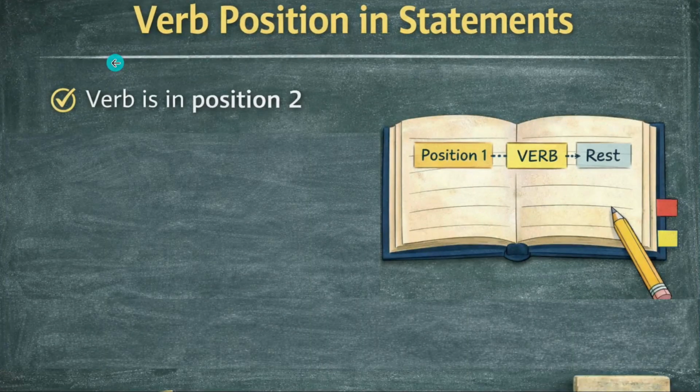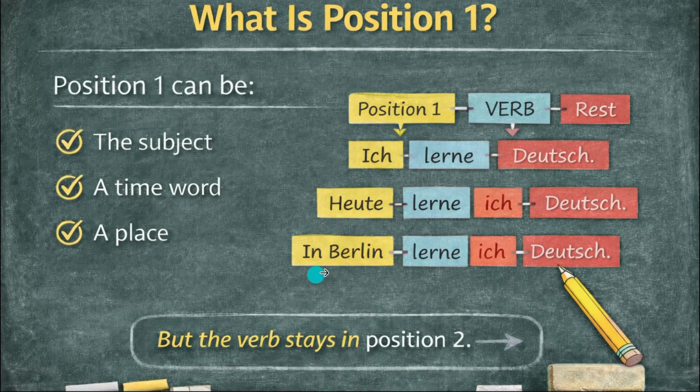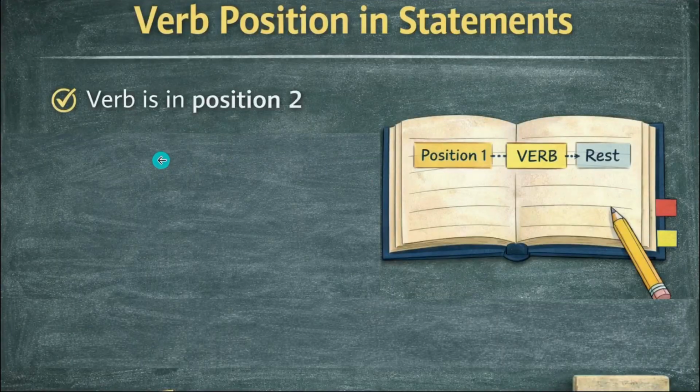What is the verb position in statements? Statements are like the previous sentences I've talked about. Ich lerne Deutsch, that is a statement. Heute lerne ich Deutsch, that is also a statement. In Berlin lerne ich Deutsch, that is also a statement. So, what is the verb position in a statement? In a statement, the verb is always in the second position.